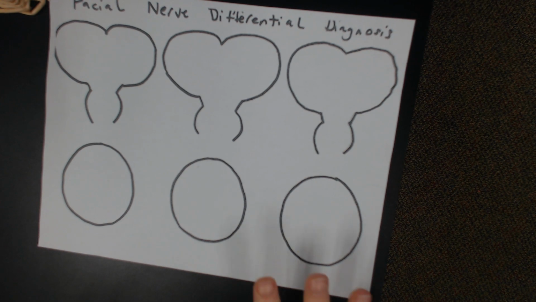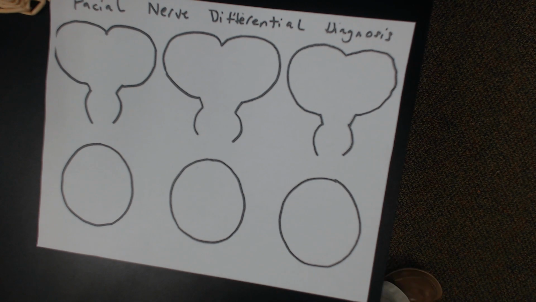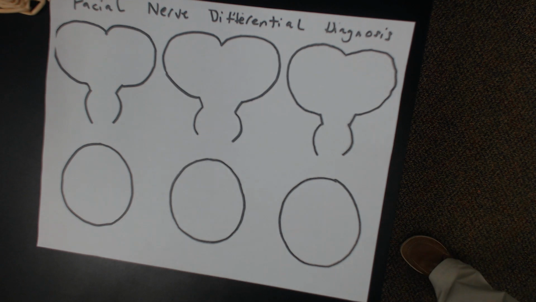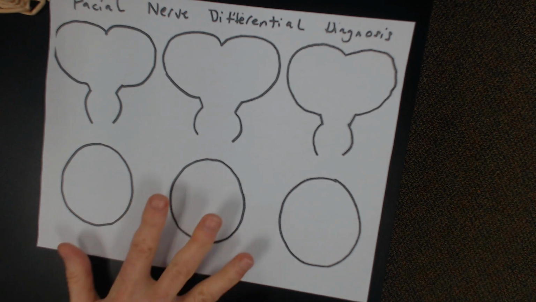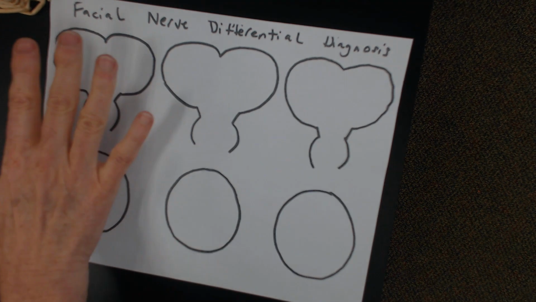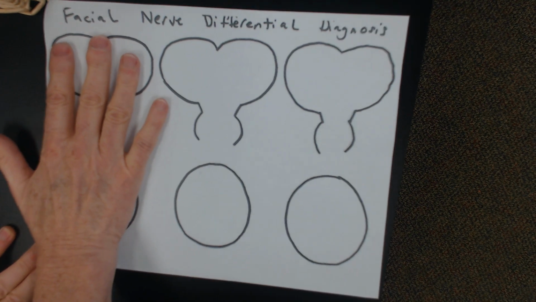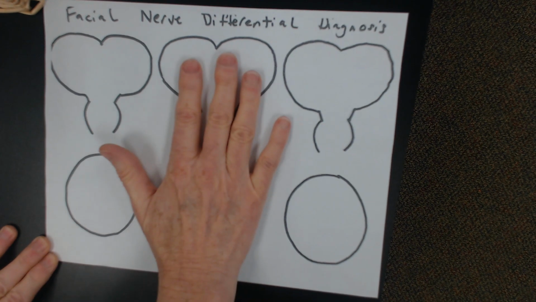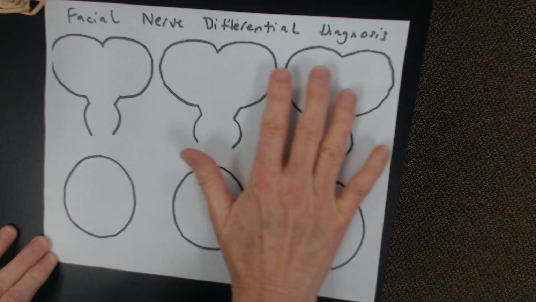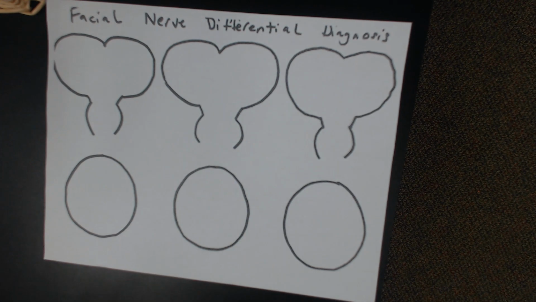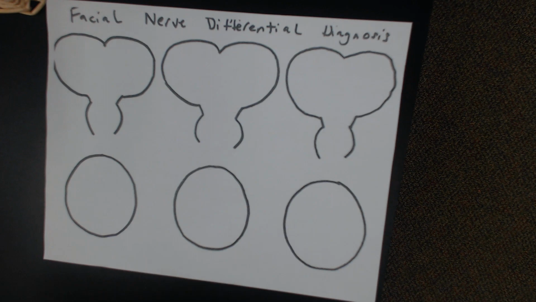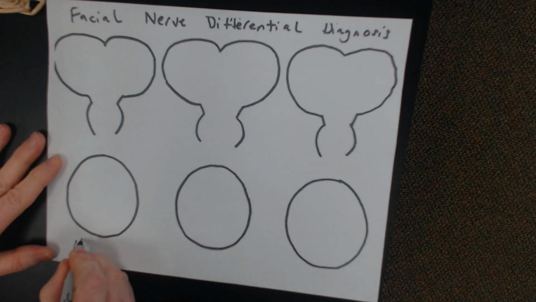Okay, this is looking at the differential diagnosis of an upper motor neuron lesion, which would be a stroke, versus Bell's palsy, which would be the lower motor neuron lesion. So getting started. Here I'm going to have 3 different sections. Okay, this is going to be the normal presentation. I'll use this one for the stroke presentation, and then the final one will be Bell's palsy, lower motor neuron presentation.